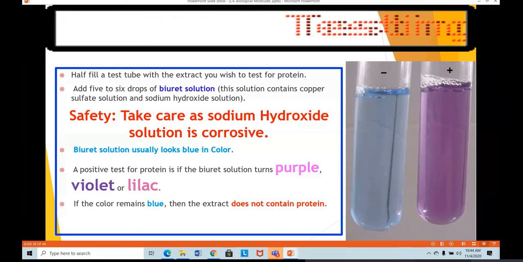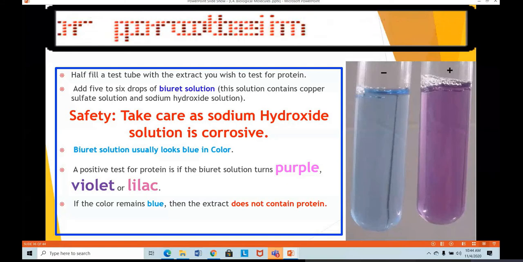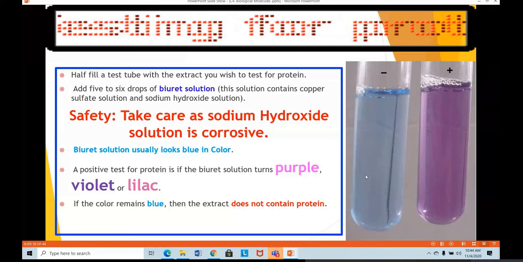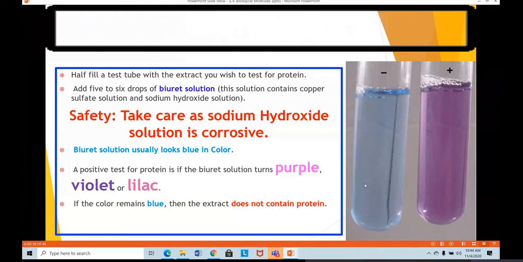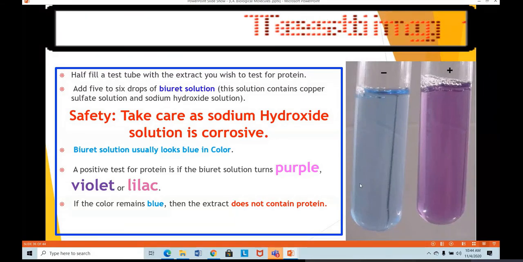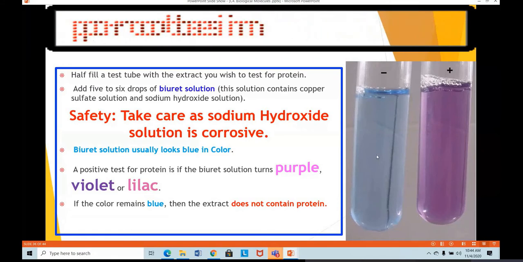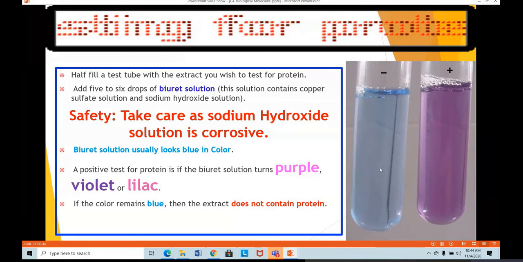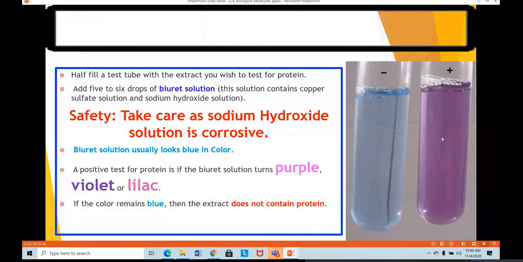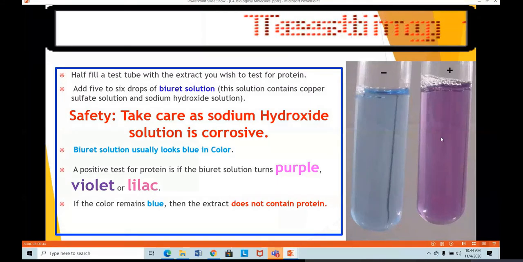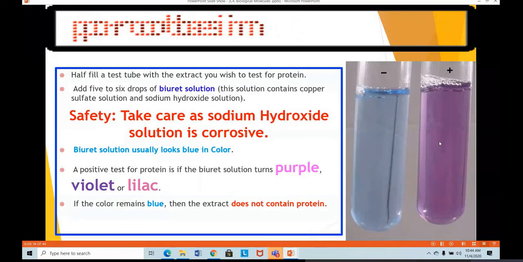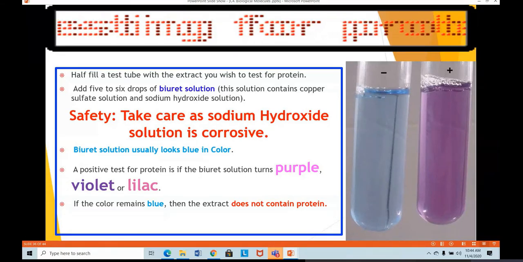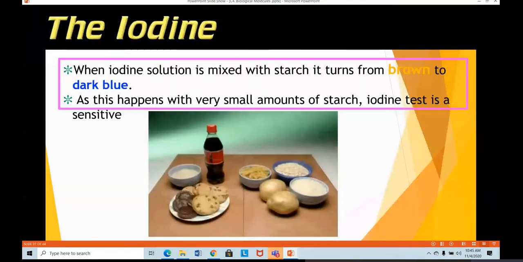So the test conducted for the presence of proteins is known as a Biuret test, wherein you use a Biuret solution, which is blue in color. Biuret is actually copper sulfate solution and sodium hydroxide mixed together. Whenever you add the food containing protein to this Biuret solution, if it remains blue, the food does not contain protein. But if it turns purple or violet or lilac, the food contains protein. The deeper the color of the solution, the more peptide bonds are present in the protein. So that was about the protein test.